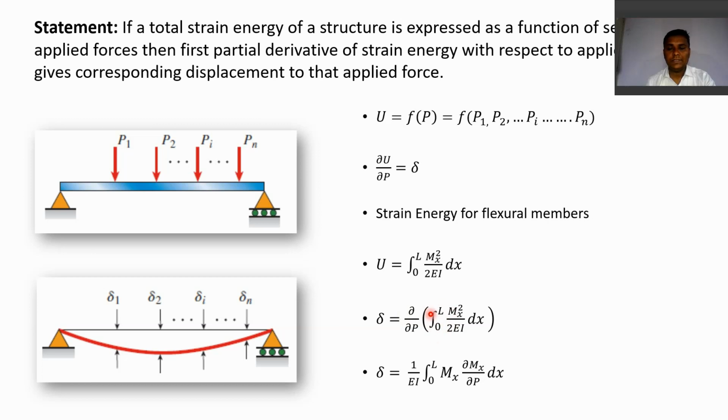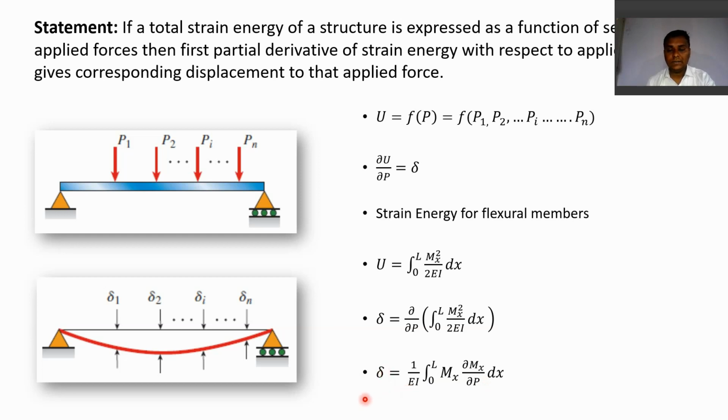Now when we solve this integration, if EI, that is the flexural rigidity for that particular member, is constant for the whole length of the beam, then you can take it outside. So finally you will get the equation of delta is equal to 1 upon EI integration from 0 to L of Mx into ∂Mx/∂P with respect to dx. By using this equation of displacement, we can find the deflection in a beam anywhere along the length of the beam where the point load is acting.